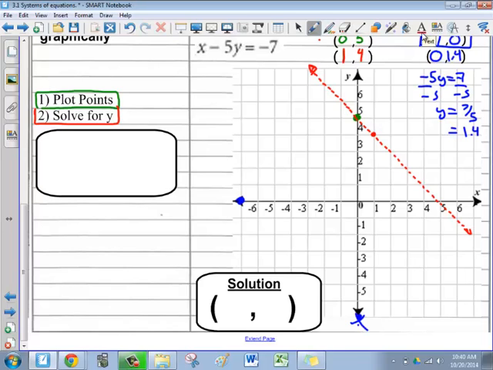And then 0, 1.4. So we got 0, and then up to 1.4, which is right about here. So this is our line. I'm going to work my best to draw it nice and straight. That is our line. Okay.